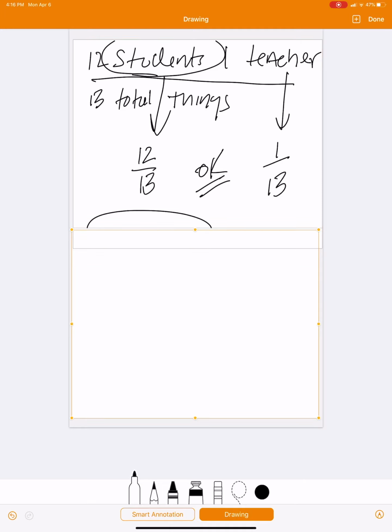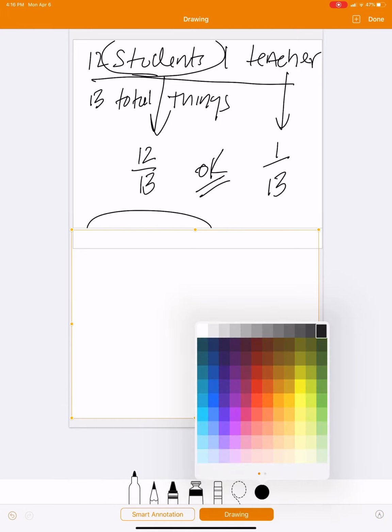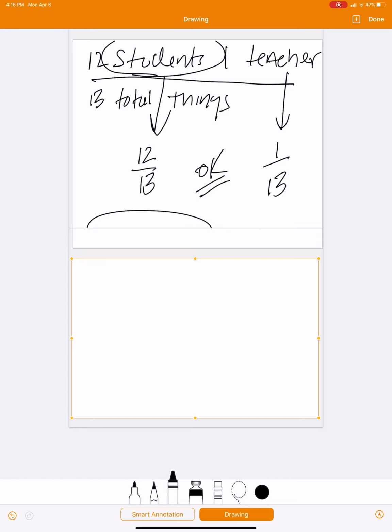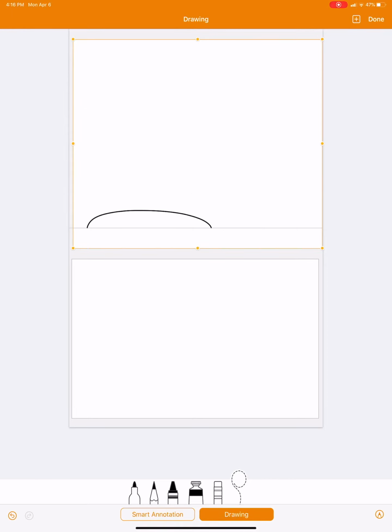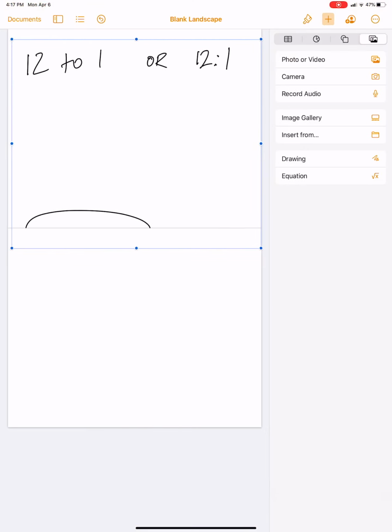Normally, when I'm going to compare them, I'm going to write them something similar to this. I would say, once again, I would write 12 to 1, or I could write 12:1. So that's kind of how we're going to write ratios. So let's look at an example of a couple.